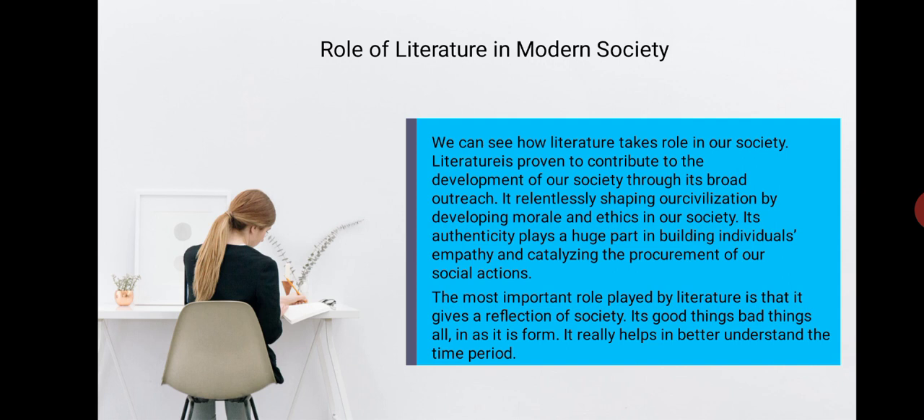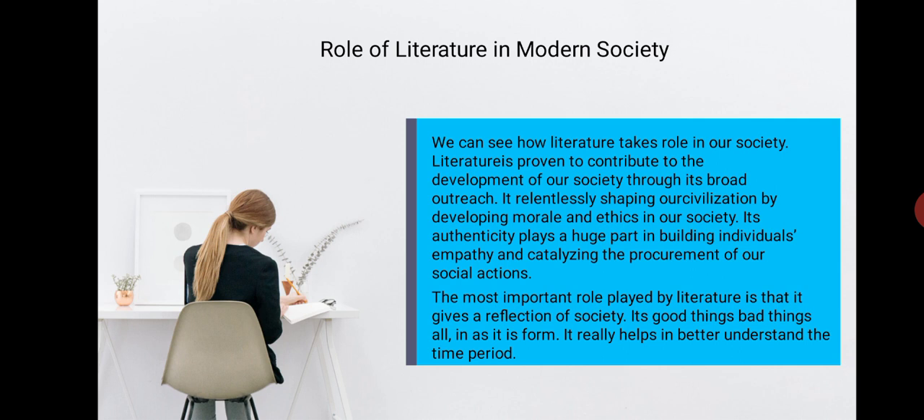Role of literature in modern society. We can see how literature takes a role in our society. Literature is proven to contribute to the development of our society through its broad outreach.